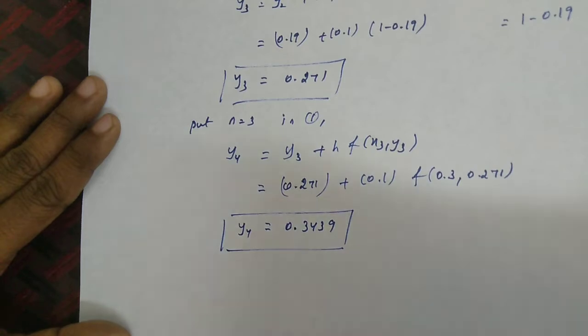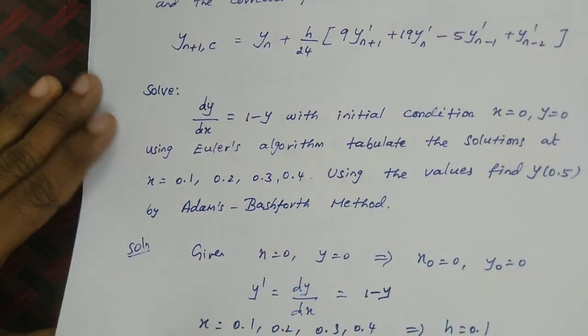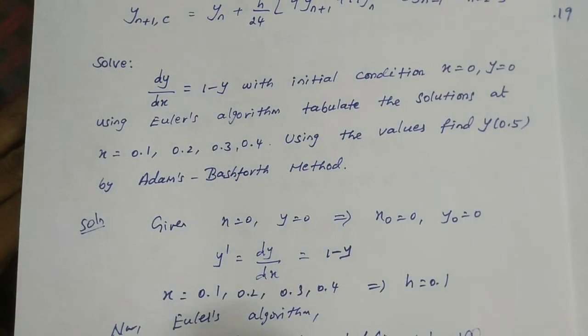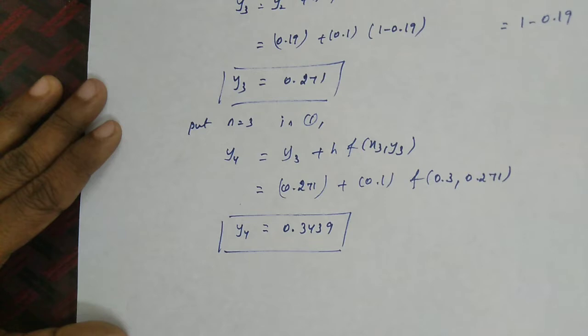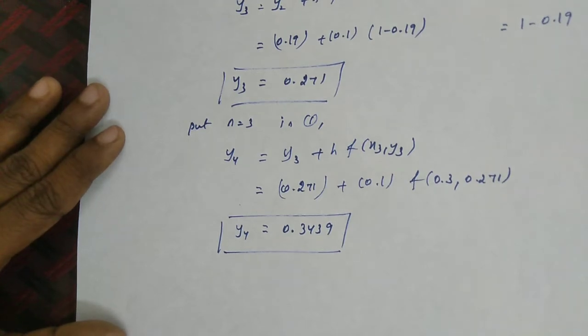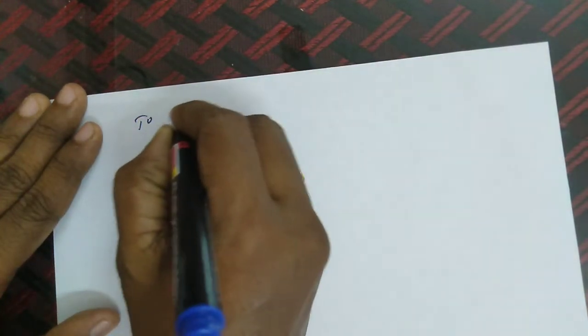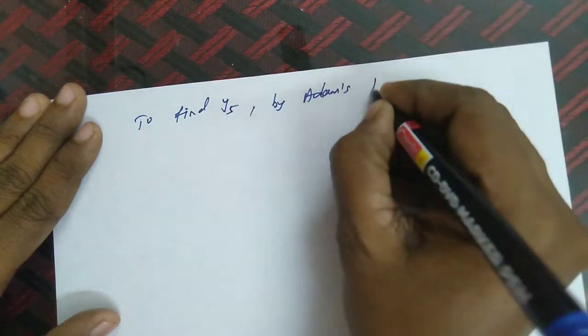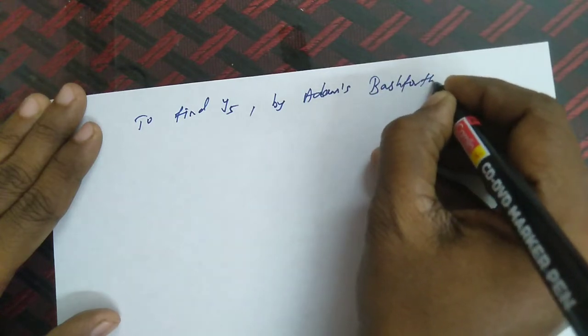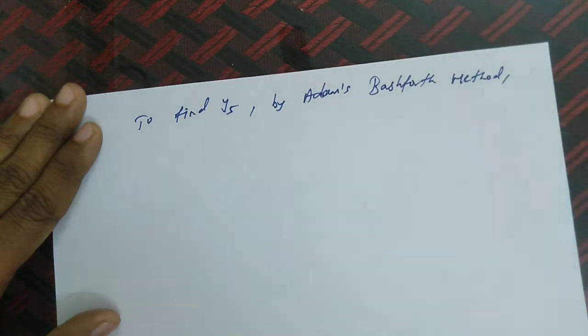Now look at the question, we have to find the value of y of 0.5. So we got up to y4. This is nothing but our y5. So in the Adams Bashforth method, put n is equal to 4, we can get y5. We can predict the y5, then we can correct the y5. So put n is equal to 4 in the Adams Bashforth formula. After finding the beginning values of y, we can use the Adams Bashforth result. So by the Adams Bashforth method to find y5, that is what our question asks. What is the predictor result under Bashforth?